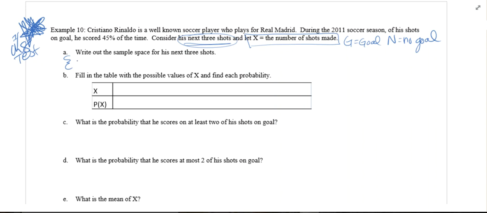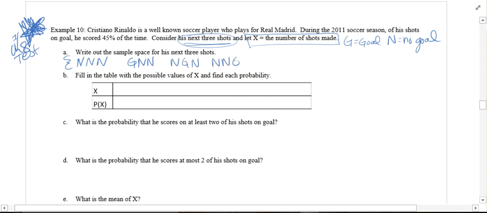This is exactly what we're doing right now in the same sample space. So we'll start with no goal. So on 3 shots, he could score no goal, no goal, no goal. Doesn't make one. So it's 0 goals made. He could make one of the shots, of the 3, and it can happen in any order. So he could get a goal the first time and then no goals, or the second time, or the third time. That's all the situations where he could get 1 goal.